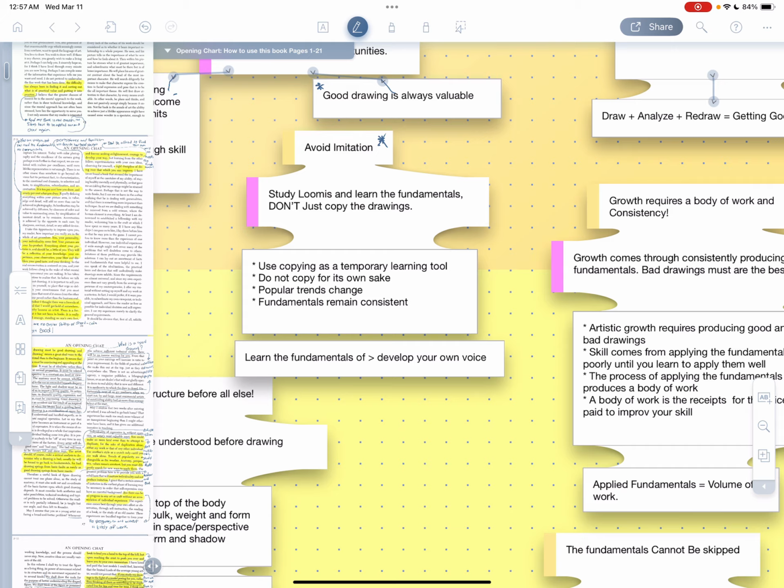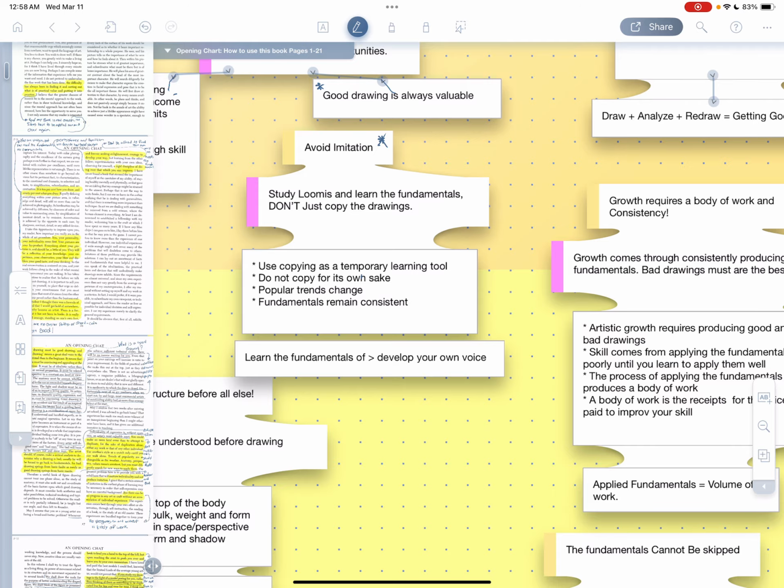The key idea is study Loomis, learn the fundamentals, don't just copy the drawings. Use copying as a temporary learning tool. Do not copy for its own sake. Popular trends change, fundamentals remain consistent. He even talks about what was popular at the time he was writing this book, 1940s, 1950s, whatever, and how things were changing. He was talking about advertisements and posters, and that stuff has changed a lot. I think most of that stuff is gone now.